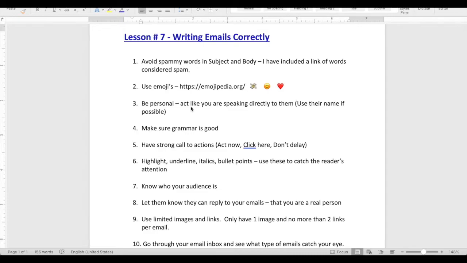But you want yours to be personal, which means, yeah, you're going to spend a little more time writing the email or adjusting the email so that it sounds like it's personal, because people want to feel like they're being talked to directly. They want to feel like what you're talking about is talking to them. You can use their name if possible.